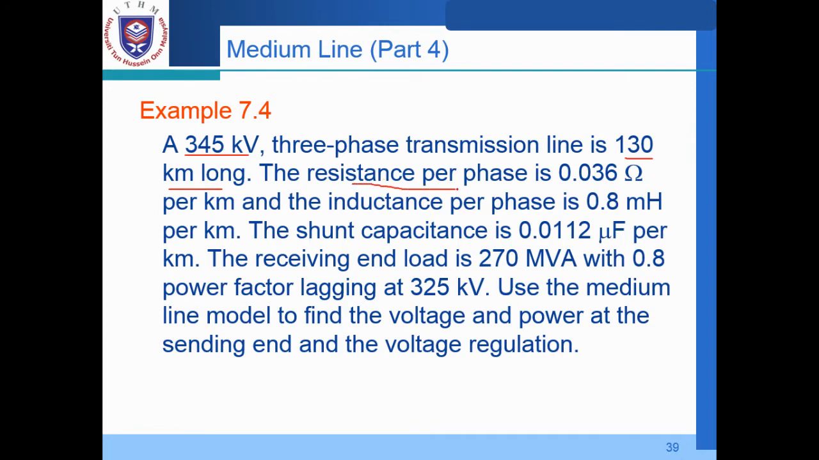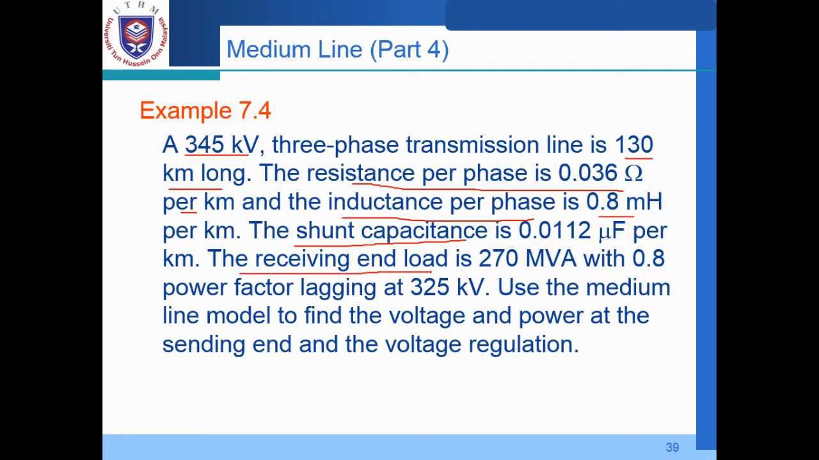So what about the R? It is given by 0.036 ohms per kilometer, so the per phase resistance value. The inductance per phase is 0.8 millihenry per kilometer. So the shunt capacitance, the C value, is 0.0112 microfarad per kilometer.